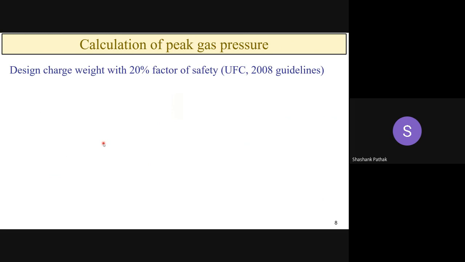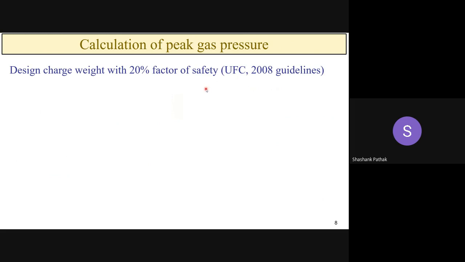So the design charge weight, we can calculate. In the UFC guideline, the Unified Facilities Criteria, which is very popularly used when we want to design our structures for accidental explosions, or you can say low yield explosions, not nuclear, it is mentioned that we can take a 20% factor of safety for getting the design charge weight.